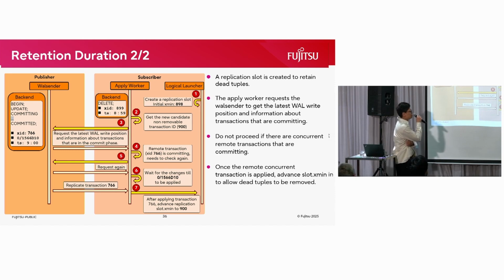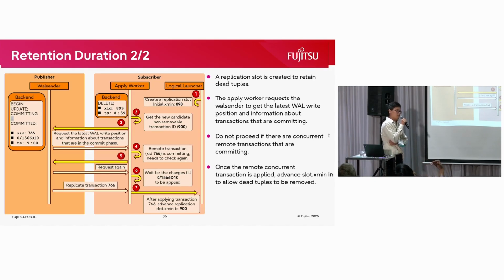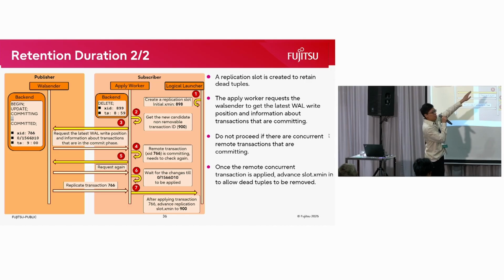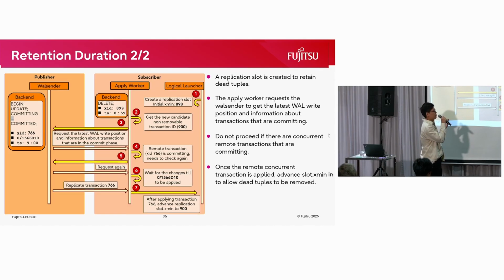And here is how the implementation looks. In general, we create a replication slot to retain the dead tuples, and periodically advance the slot's xmin to allow the unnecessary dead tuples to be removed by vacuum. As shown in the diagram, the logical replication launcher in step 1 will create a replication slot. Then if someone deletes a row in a backend, the tuple deleted by this backend is still non-removable, so the apply worker can refer to it.